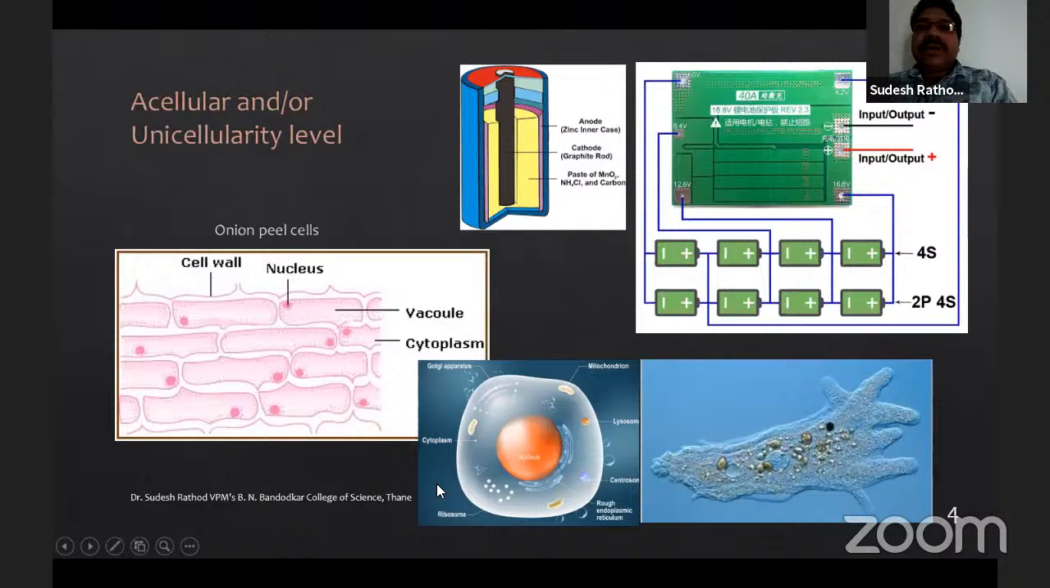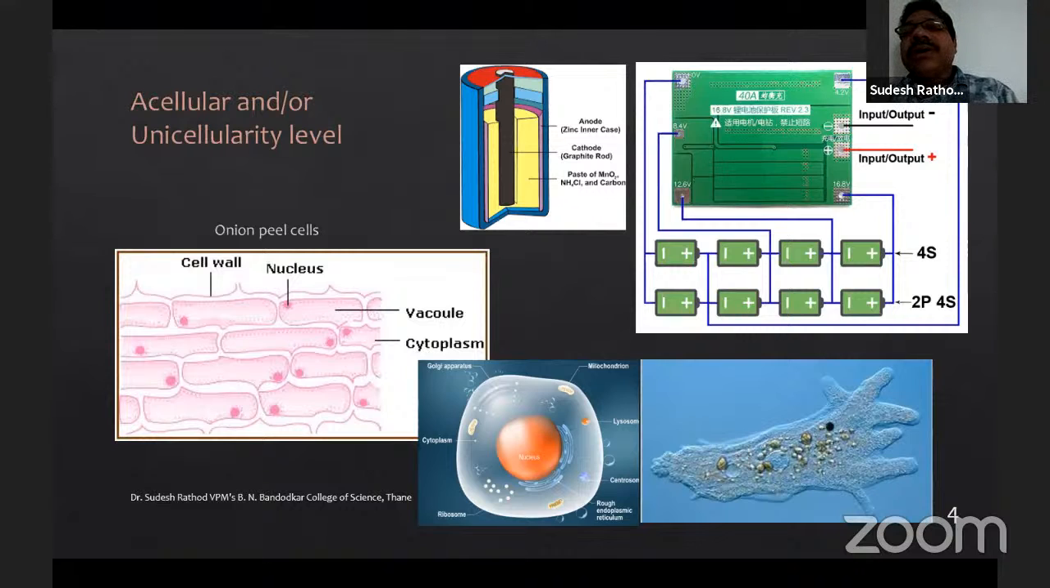Talking about the acellular and unicellularity level, what does acellular mean? I would like to ask you one question. You must know the meaning of cell or battery. The figure is given here. On the top left-hand side there is a small figure which shows a dry cell. You might have studied the dry cell under chemistry many times. Why is it known as a cell? Because it is a unit of generation of electric energy.